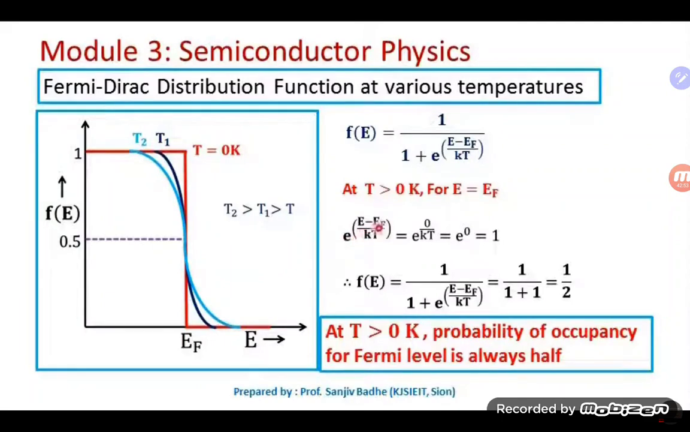So now e raised to (E minus EF) upon kT will be 0 upon kT, since E minus EF is 0 and T is not equal to 0. So 0 upon kT will be 0, since 0 divided by anything will be 0. So e raised to 0 will be equal to 1. So e raised to (E minus EF) upon kT for this condition turns out to be 1. And therefore the probability of occupancy f(E) will be equal to 1 upon 1 plus 1, that is 1 by 2.